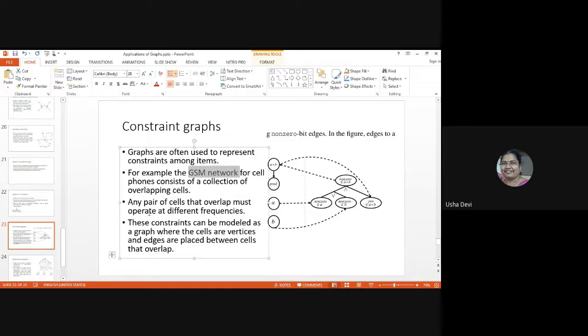Similarly, any pair of cells that overlap must operate on different frequencies. If you have a common frequency, that could be fine. Under that particular frequency, everyone is going to hear the voice message or voice calls, and they will receive the intended messages. Maybe you have a particular destination or receiver alone, and they alone can open the exact message.